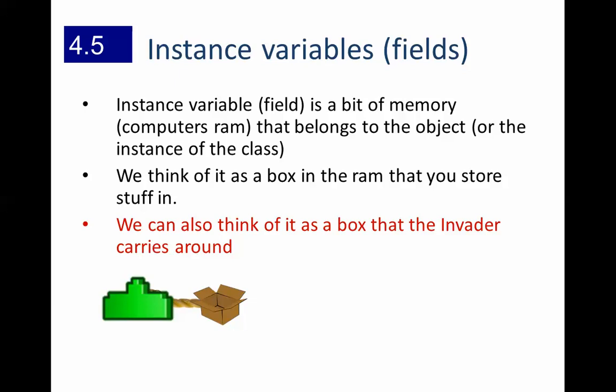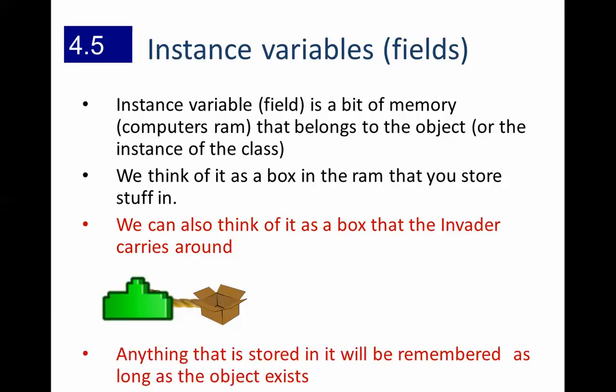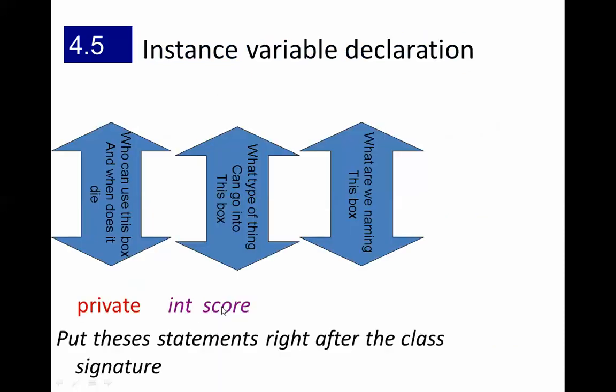We also think of it as a box that the invader carries around. Write that down. Anything that is stored in it will be remembered as long as the object exists. So if you put the speed in here, and it belongs to the cannon, and the cannon dies and you remove him from the world, this goes away and it frees up that RAM for other stuff, so it doesn't clog up the RAM.